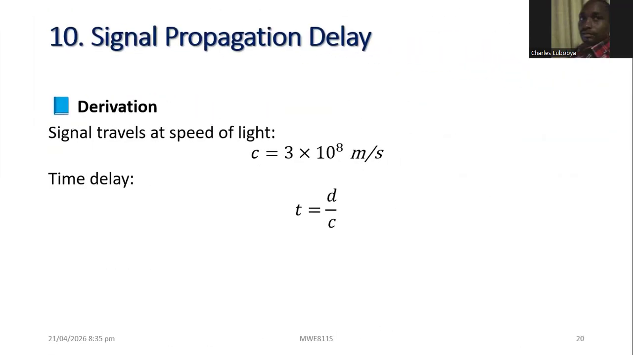You can then also calculate what is known as the propagation delay, which is given by d over c, where c is the speed of light, 3 times 10 to the power 8 meters per second. And that d is normally the round trip distance it takes to move from the ground station to the transponder and from the transponder to the earth station.